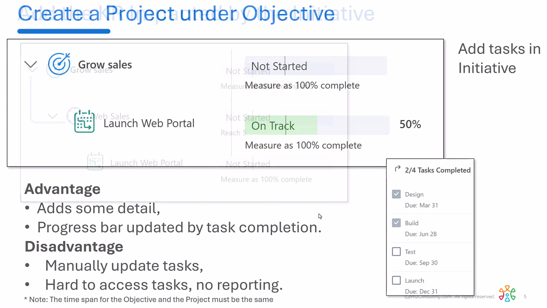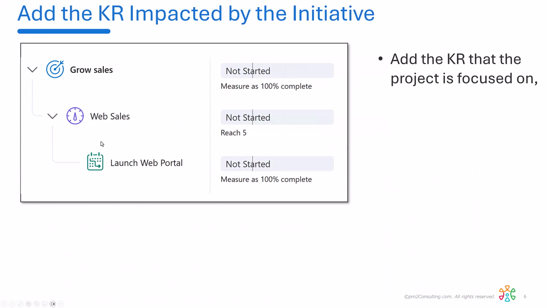Okay, option three is we're going to insert a key result here that is, in fact, what the project is focused on. So what this means is we're going to do this project, and if it's successful, it will have an impact on web sales. So the reason I like this approach is whenever you launch a project, in reality, we should be committing to what it's going to improve in the organization, and this shows that relationship.